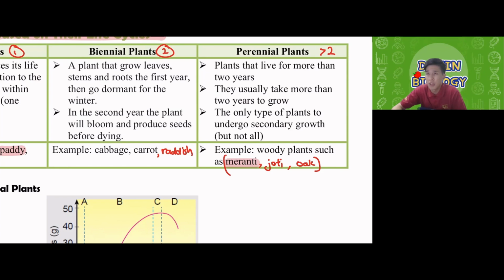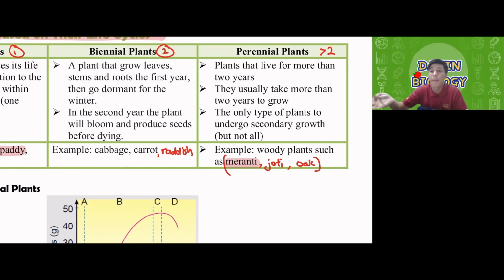Because usually, what else can we write? Okay, I'll give you a hint. Usually, the fruits that we eat come from woody plants. Woody are perennial. So, example of fruits that come from woody plants. If you manage to name me, then that's the example.